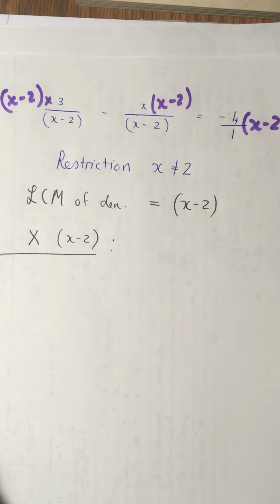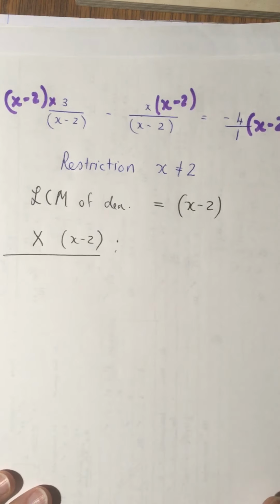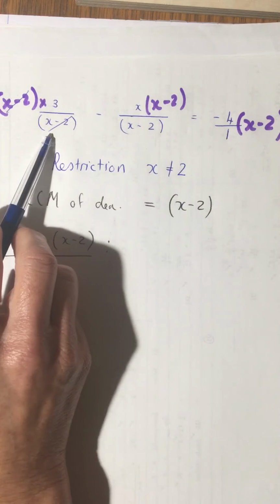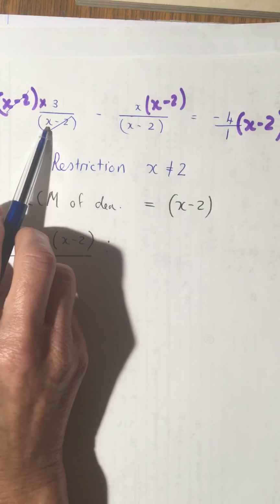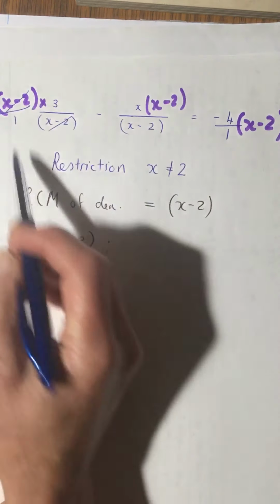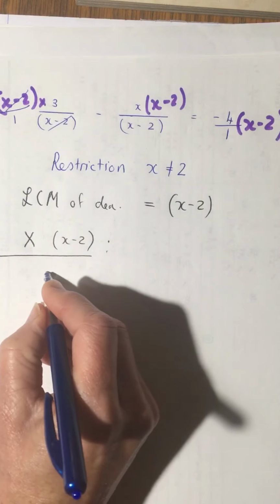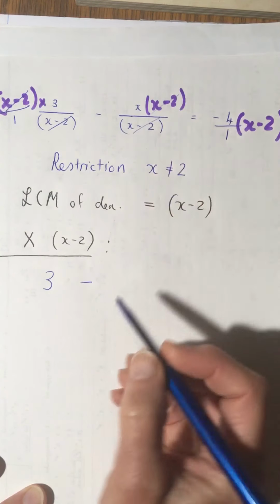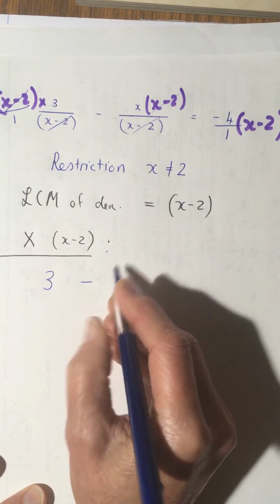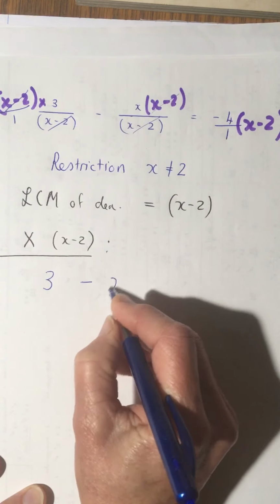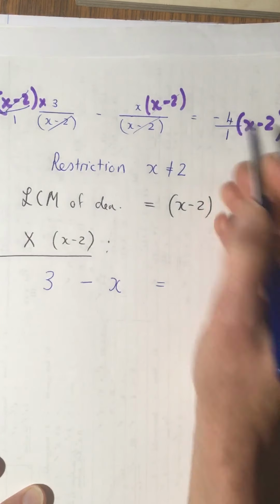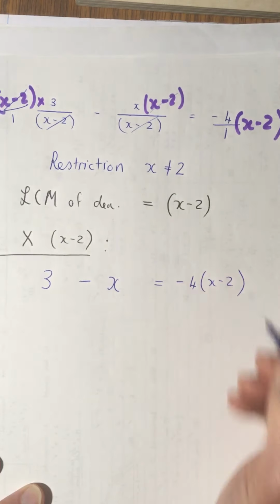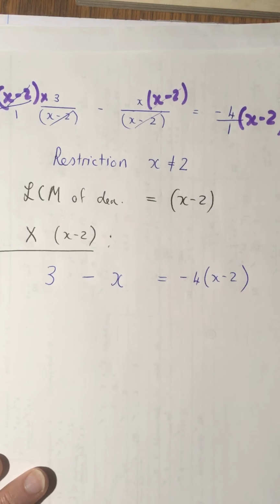Now, multiplying by x minus 2, it will cancel in the first term, x minus 2 and x minus 2, because this one is on 1. So I'm just left with 3. Second term, x minus 2 and x minus 2 cancel. We are just left with 3 minus x, and on the right hand side, minus 4 multiplied by x minus 2.